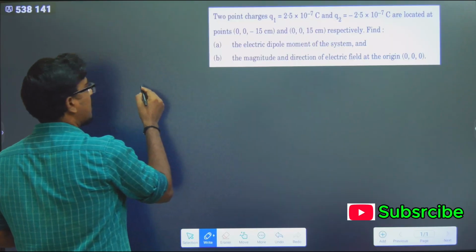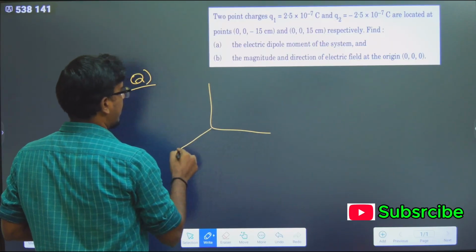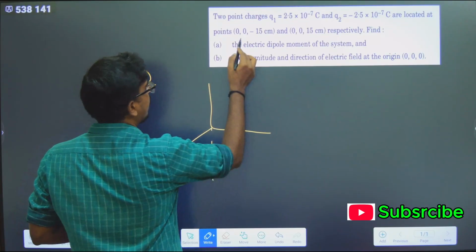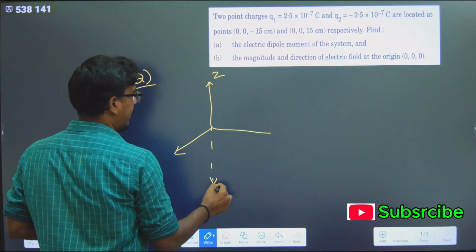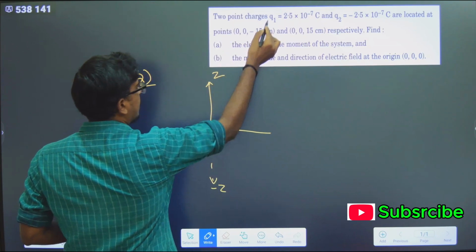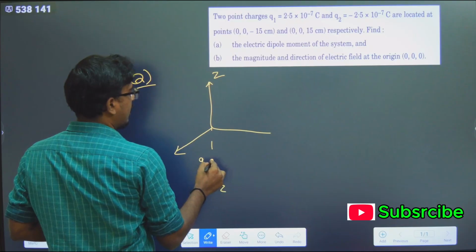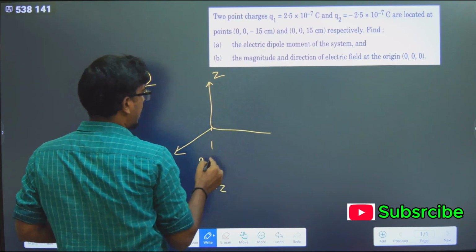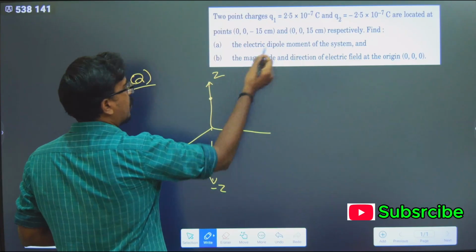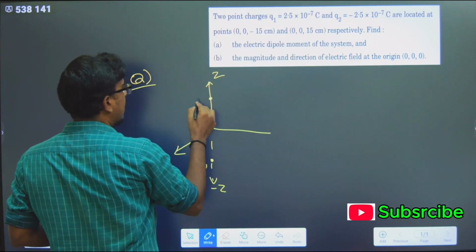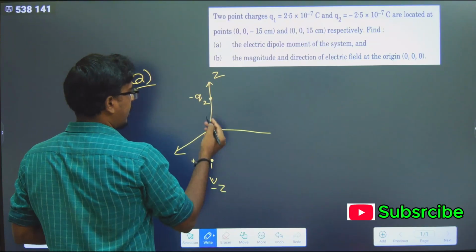For this type of problem, first we need to visualize it. How to visualize it: you take our xy coordinate. In this they have given x, y, z points. So let's take this as z, this as minus z. Q1 is in the minus z, which is going to be a positive charge. Similarly, exactly opposite, that is plus 15 centimeter, it's going to be Q2. Now this is going to be negative. They have given the values.